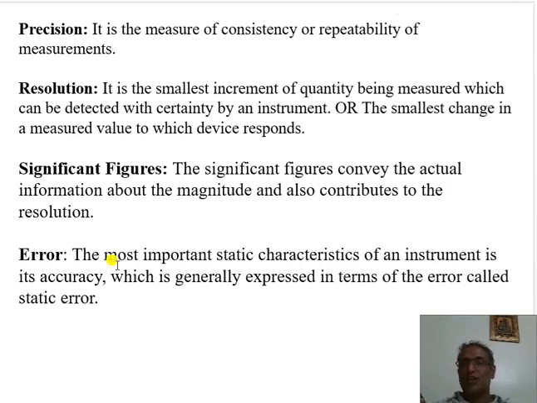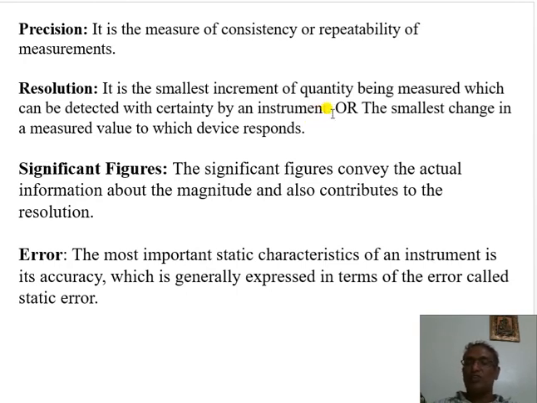Next, resolution. It is the smallest increment of the quantity being measured which can be detected with certainty by an instrument, or the smallest change in the measured value to which the device responds. Resolution is nothing but the plus or minus variation that will be there in the devices.